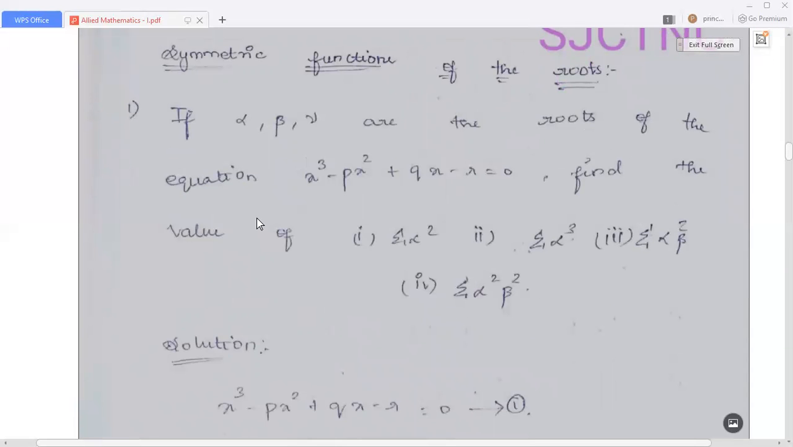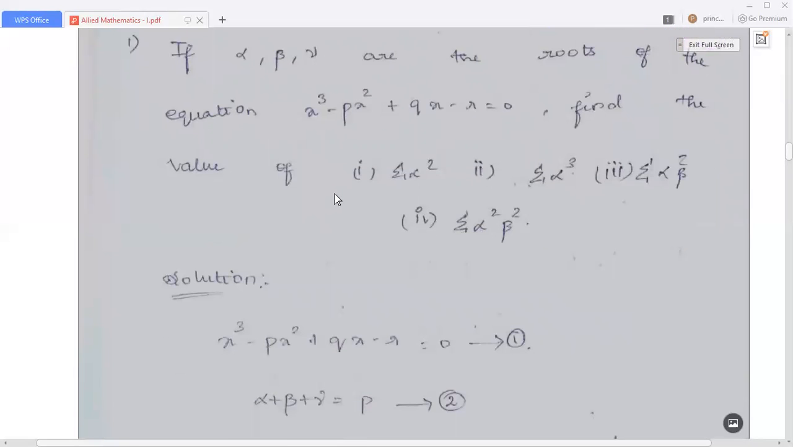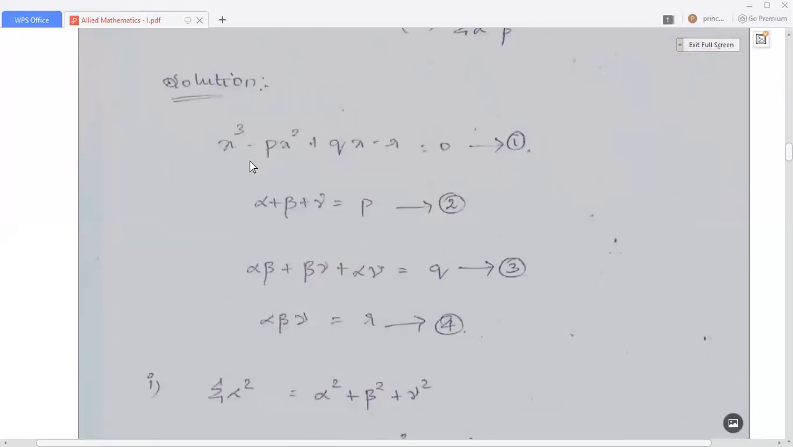Next topic, symmetric functions of the roots. Problem number 1. If alpha, beta, gamma are the roots of the equation x cube minus px square plus qx minus r equal to 0, find the value of sigma alpha square, sigma alpha cube, then sigma alpha beta square, then sigma alpha square beta square. We calculate these 4 values one by one. So now we write the solution.